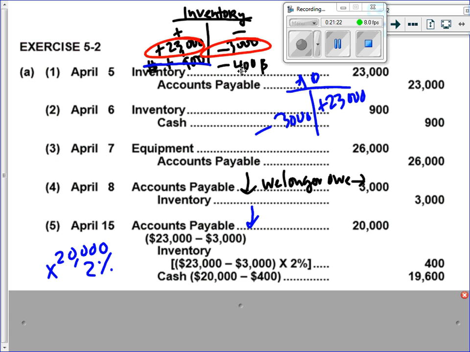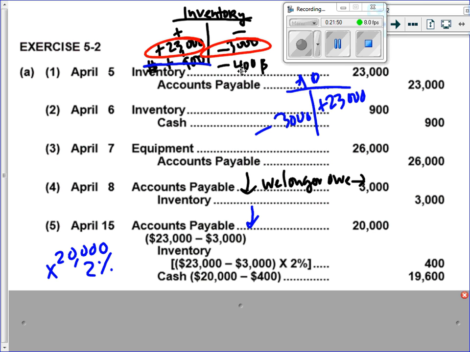I want to read to you just a little paragraph on page 224. When the buyer pays an invoice within the discount period, the amount of the discount decreases inventory. Even the book stops and says, why? Because companies record inventory at cost. By paying within the discount period, the buyer is actually reducing the cost.